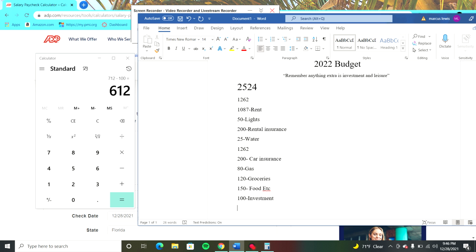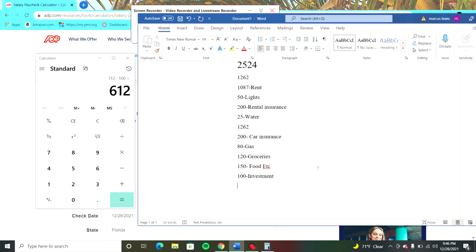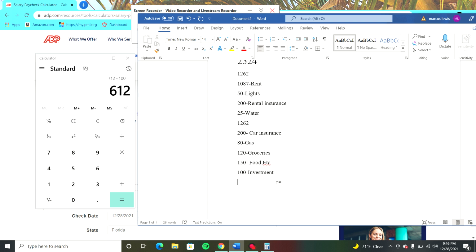Women, I did not forget about you as well. This is where things start to get hard because remember, I said anything extra is investment and leisure. So, this is all considering that you do not have a car note.